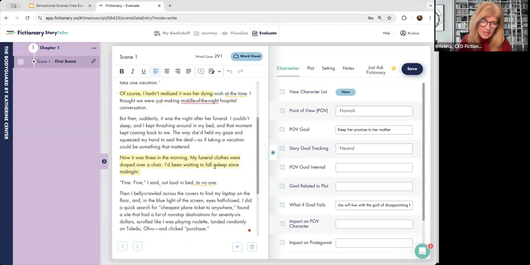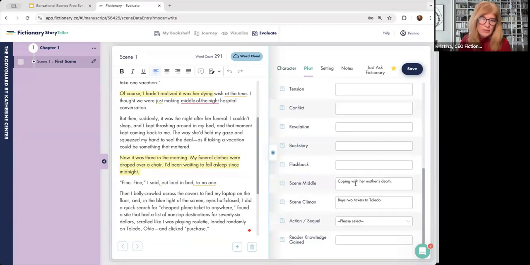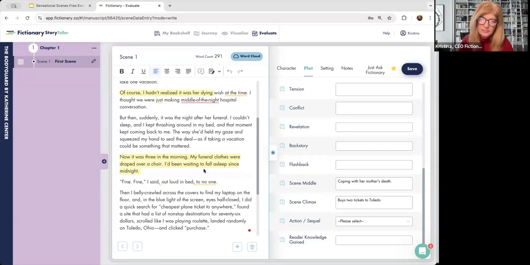If you look at this tab here, it's right in the scene middle, which is under the plot tab. And the scene middle is coping with her mother's death. So that's all she's trying to do here. So first she's made this promise. Now she's coping with her mother's death.